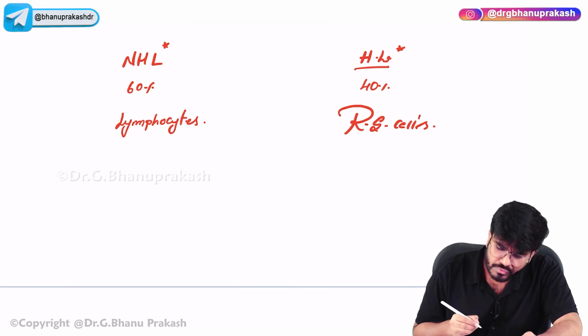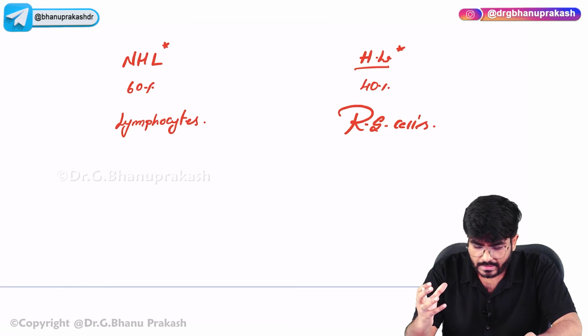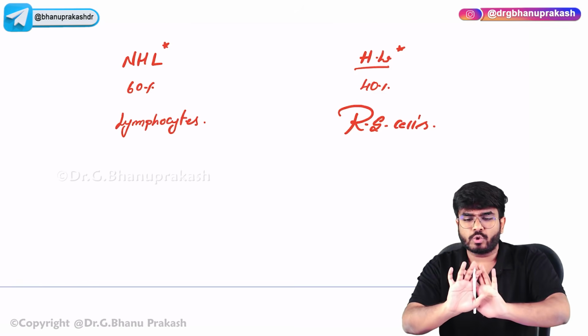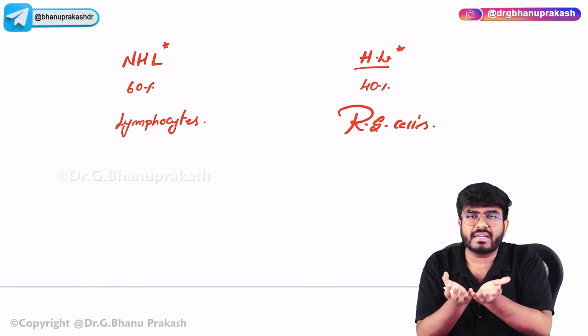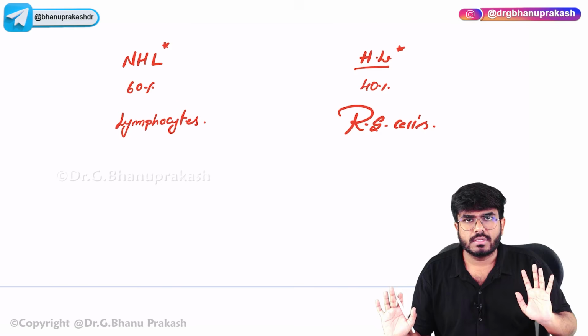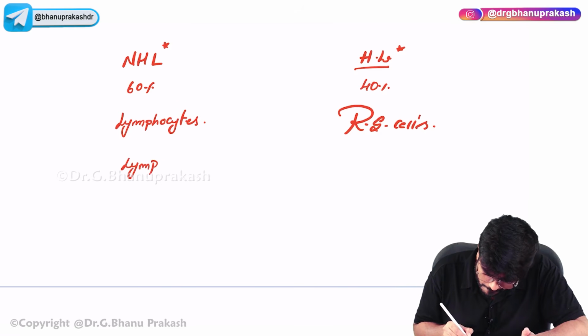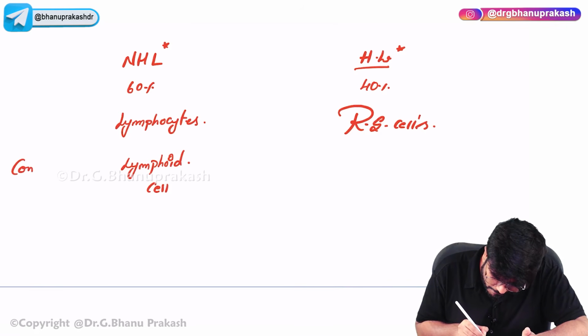Next, if you look at the composition of the mass. In non-Hodgkin's lymphomas, it's totally cancerous cells, the neoplastically proliferated cancerous cells. The whole mass is going to be B cells or T cells. So the composition is going to be lymphoid cells. What composition?